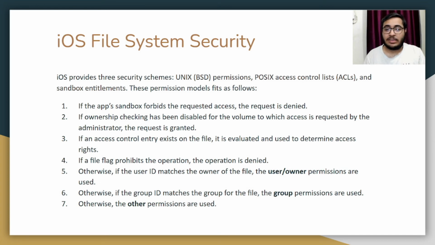iOS provides three security schemes: Unix POSIX permissions, POSIX access control lists, and sandbox entitlements. These permission models fit together as follows. If the app sandbox forbids the requested access, the request is denied. If ownership checking has been disabled for a particular volume by the system administrator, the request is granted. If an access control entry exists on the file, it is evaluated to determine access rights. If a file flag prohibits the operation, it is denied.